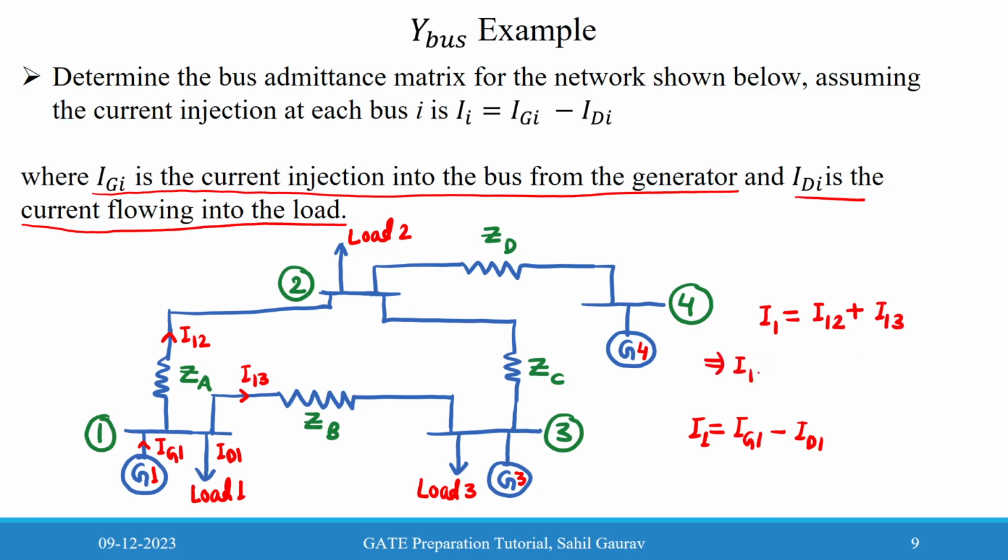We have also assumed the voltages at bus 1 as V1, at bus 2 as V2, at bus 4 as V4, and at bus 3 as V3. So what is the value of I12, Anil?